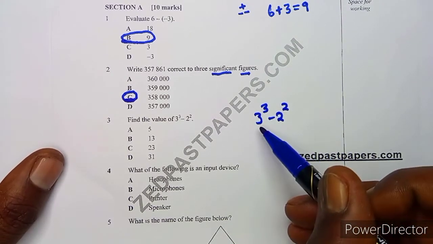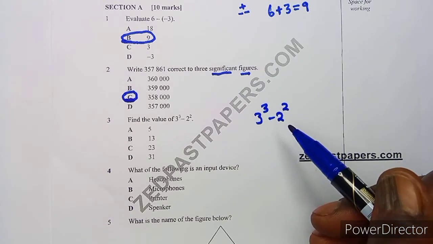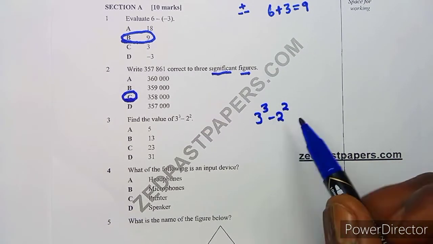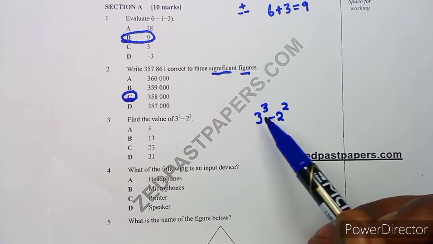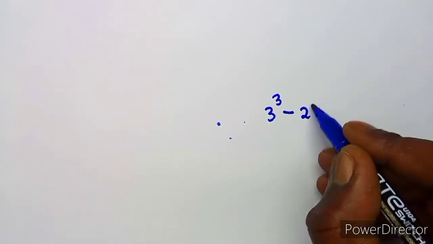Remember, here you do not have a law that you're going to use from your indices or from your exponents. You do not have a law that you're going to use. So what am I going to do? Just simplify direct. 3 to the exponent of 3 minus 2 to the exponent of 2.